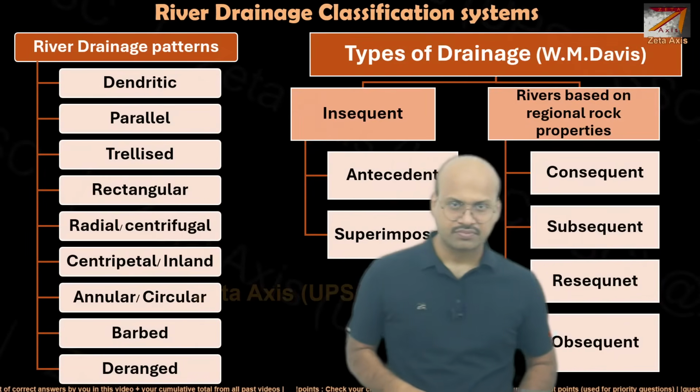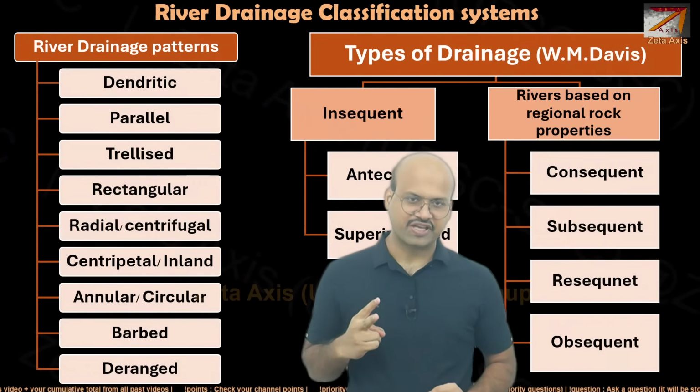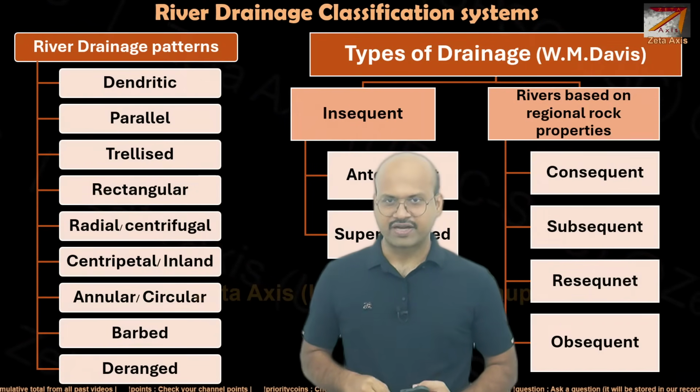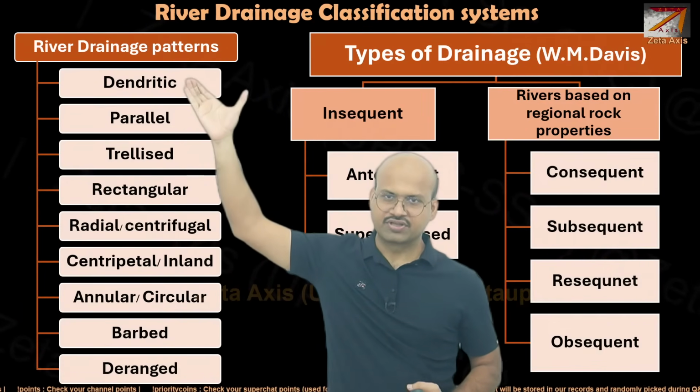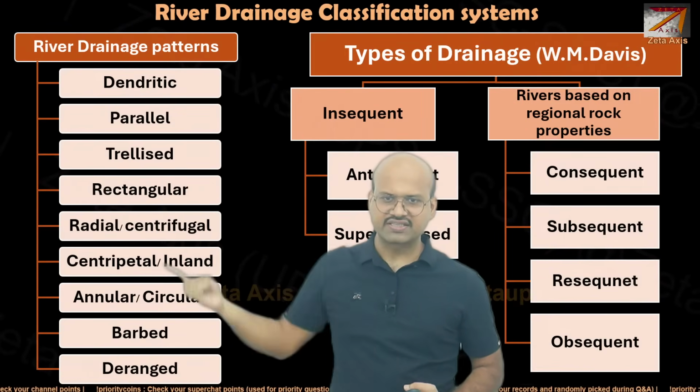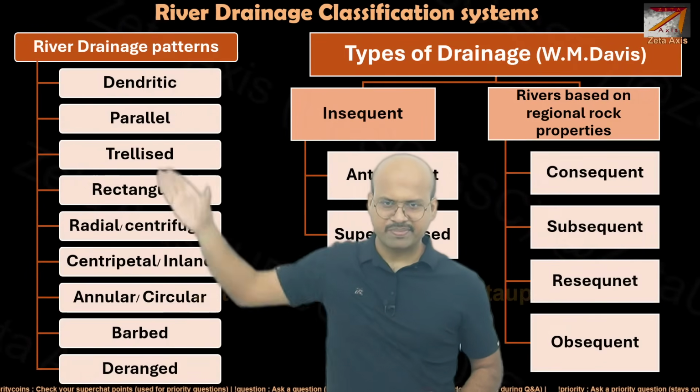Today we are going to see different river drainage patterns. There are basically two basic classifications of river drainage pattern. One is based on the flow of the streams and it is classified into these categories. There could be several other categories, but these are the main categories.